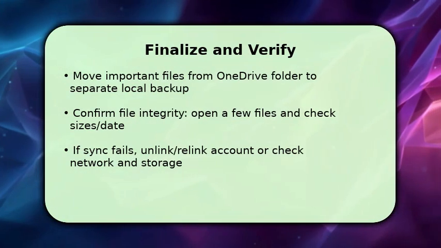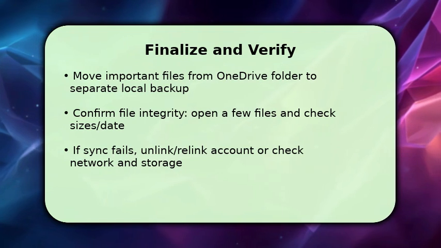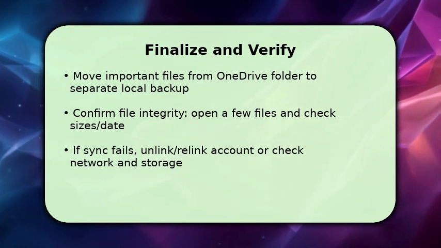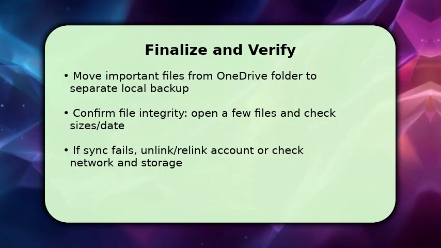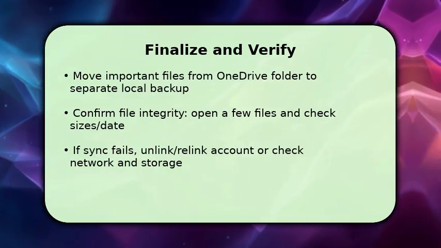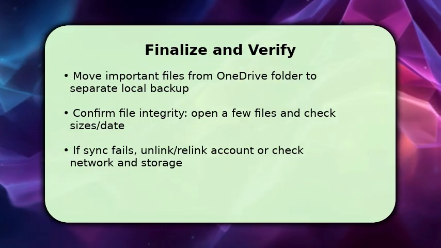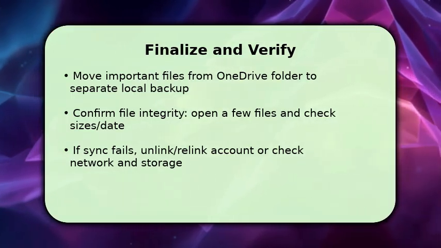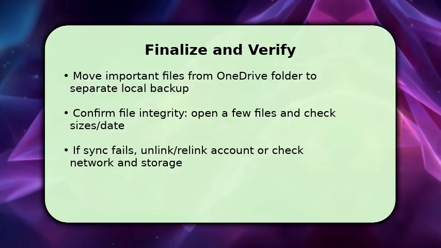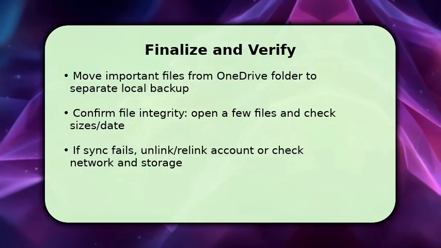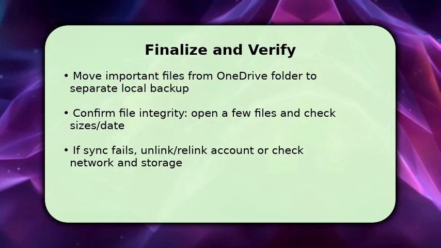Finish by verifying that files transferred correctly. Open several documents to confirm they aren't placeholders and check modified dates and file sizes. If you want them permanently local, copy them out of the OneDrive folder to a different local folder or external drive. Once satisfied, sign out from public devices and, if needed, disable sync on that machine.